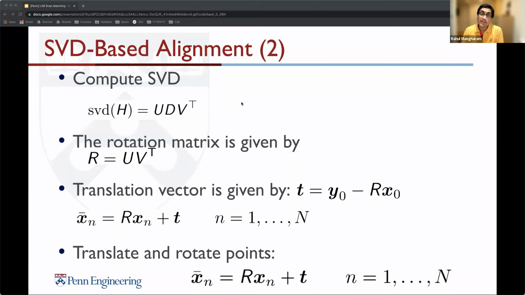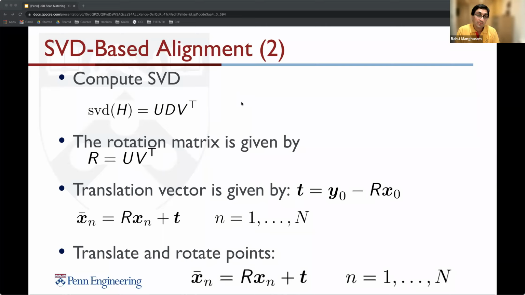Then I'm taking this matrix H and performing a singular value decomposition of H. So I'm decomposing H into three matrices: the matrix U, a matrix D, the diagonal matrix, and a matrix V, so V transposed over here. The SVD is a standard mathematical procedure that decomposes this matrix H into three matrices with special properties. And then I can compute my rotation matrix as V times U transpose, so the first and the last matrix of the result of this SVD. This gives me my optimal rotation.